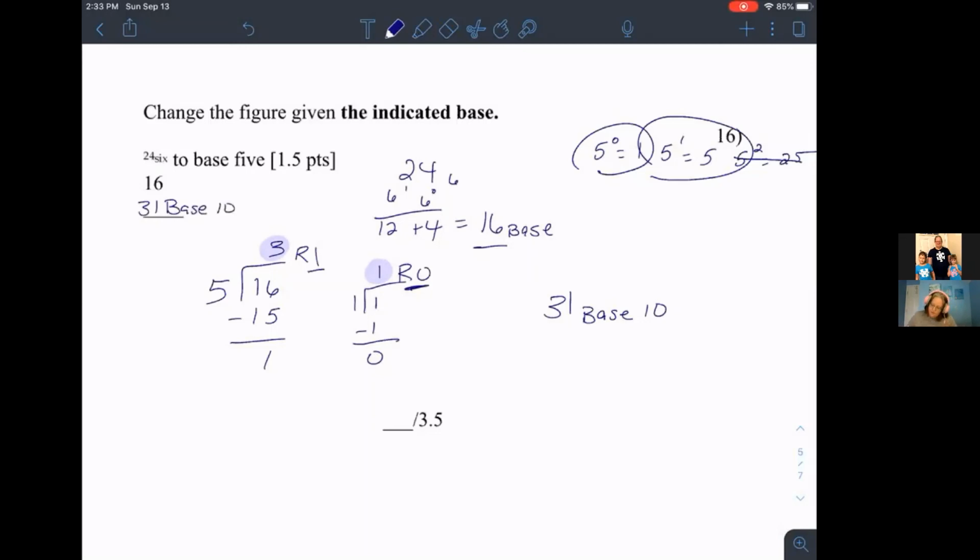So what we found is 24 base 6 is the same as 16 base 10, which is the same as 31 base 5. So your answer is 31 base 5.